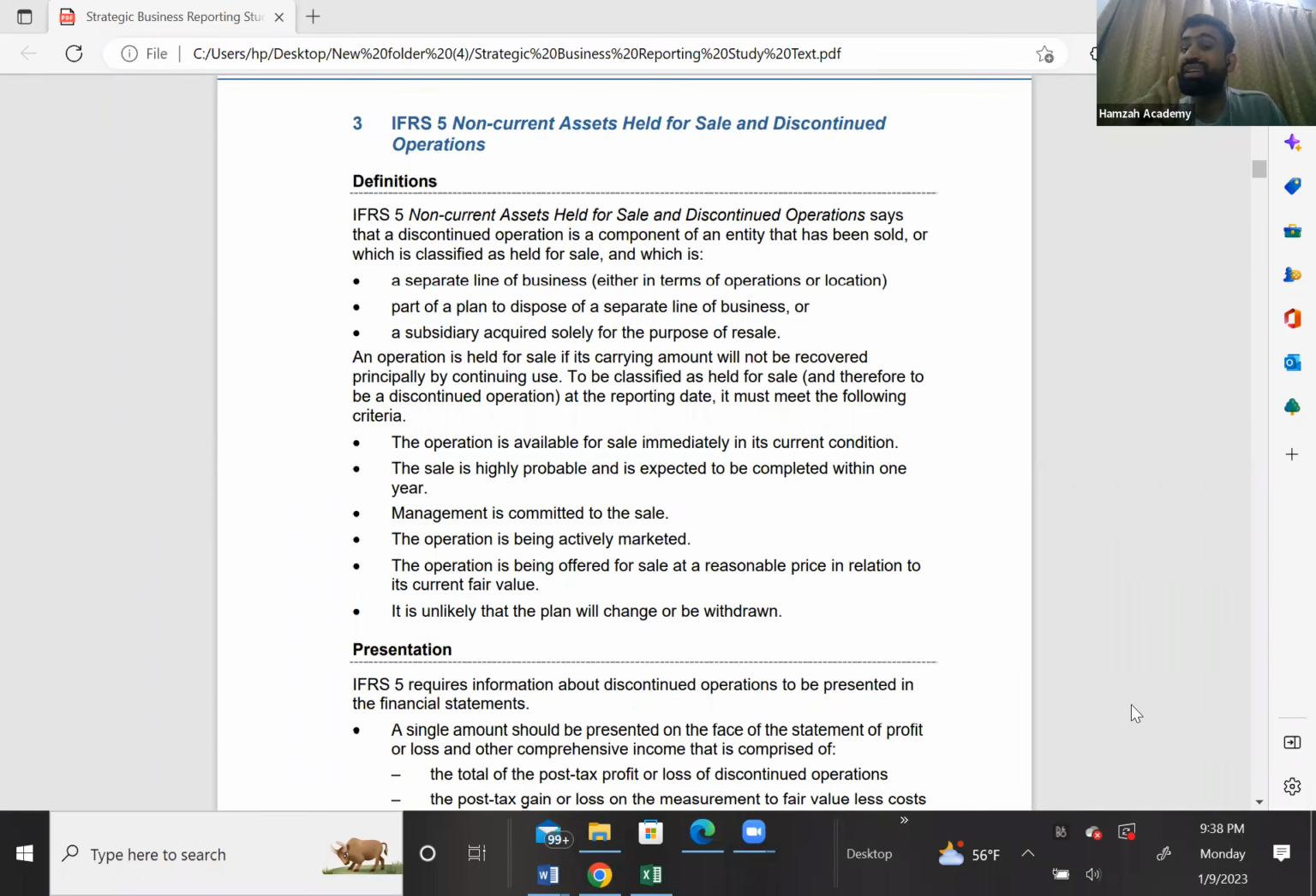And number two, the sale must be highly probable. Highly probable means it should be completed within a year. Management is committed to sale. The operation is actively marketed. The sale price is reasonable, fair value, and it is unlikely that the plan will be withdrawn. If these conditions are fulfilled, then we classify an operation or an asset as held for sale.